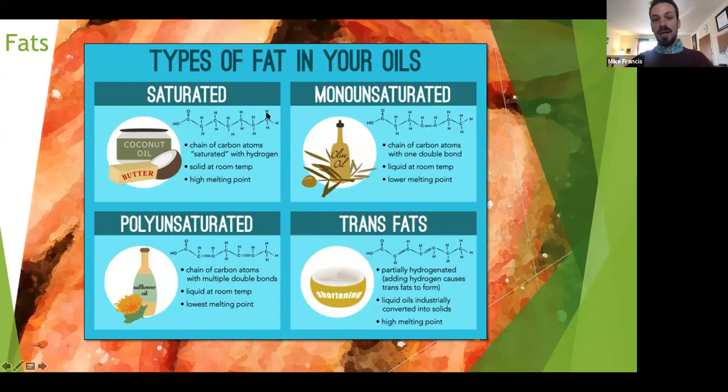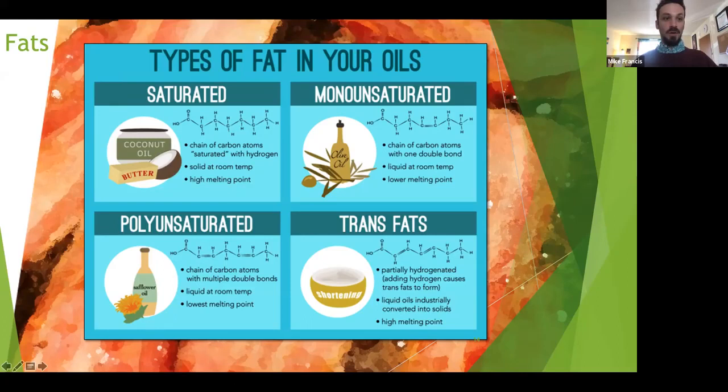Whereas over here in an unsaturated fat, these carbons actually are double bonded to other carbons, which is, in other words, they're not saturated with hydrogen molecules. And so because of this saturation and unsaturation, these fats have different properties, both chemical and biochemical, in the way that they influence our health.